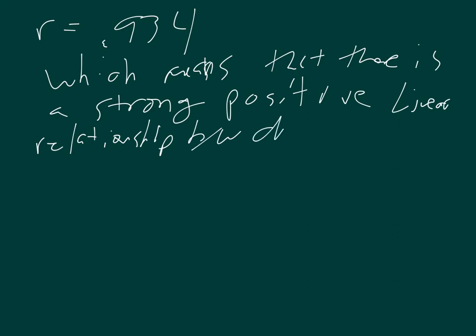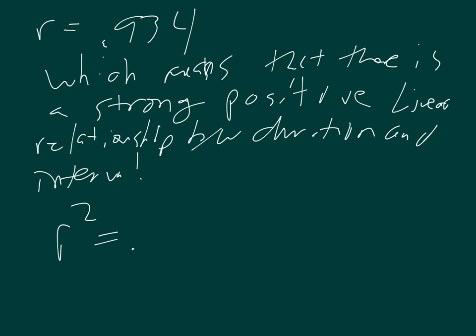between duration and interval. So basically, R confirms it. R squared is the coefficient of determination. The coefficient of determination tells us what percent of what we saw happen in the interval times, in the y values, is linked and attributed back to the duration using my equation. So mine was, I think, 0.87. So this is what I would say.